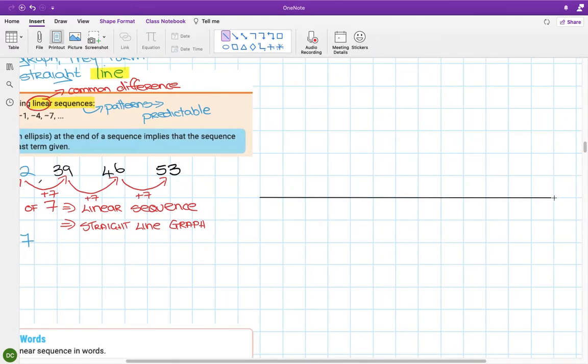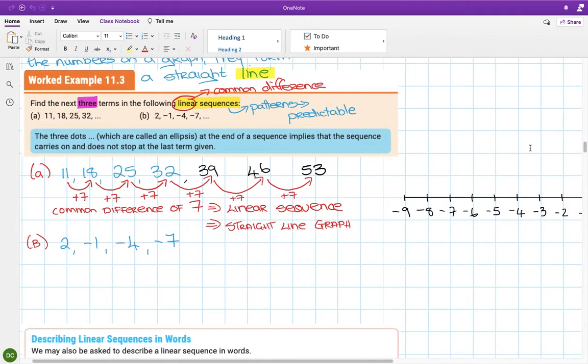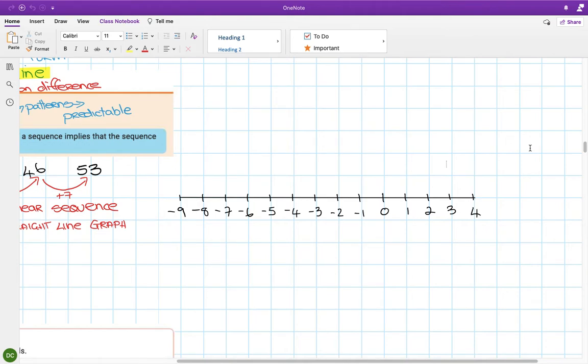Okay, so I'm just going to throw a few numbers onto this number line. We'll just go minus 7. Right, so this sequence starts on 2 and we want to go to minus 1. So it starts here on 2 and we want to go to minus 1.